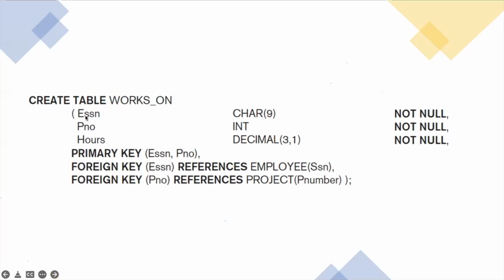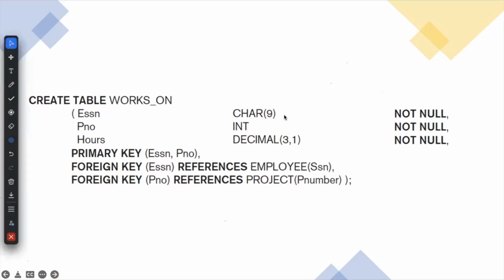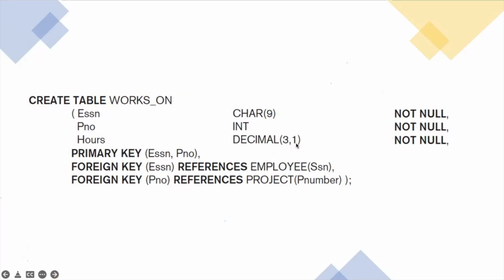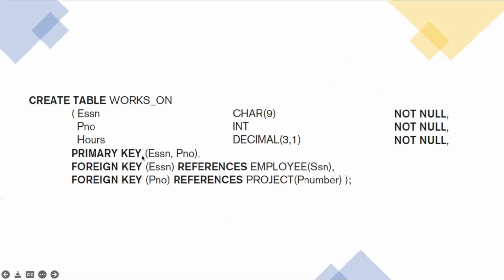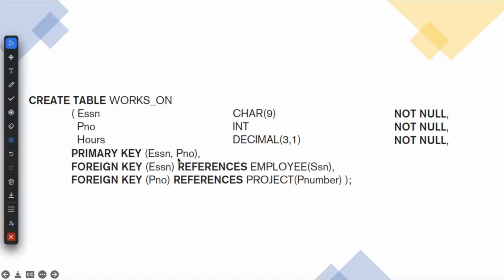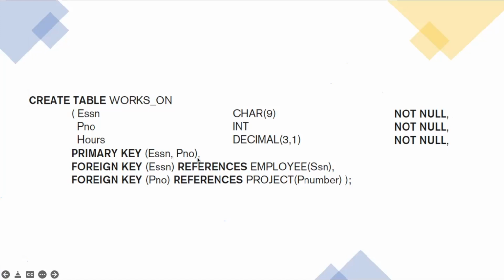So this is again another table. And here you have ESSN, which is of type char 9, PNO, which is project number, and it is of type int, and hours, which is of decimal 3, total is 3, and out of that 1 is after the decimal point. Now in this particular table, the primary key is a combination of ESSN and PNO. So when we specify the primary key, we have to specify it in this manner. We will not write separately, we'll write it together, separated by a comma. So primary key ESSN, comma, PNO. So this indicates that the combination of ESSN and PNO is the primary key of this particular relation.